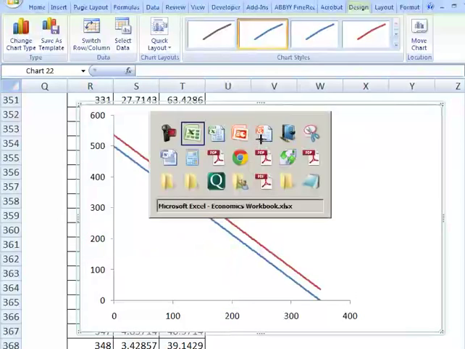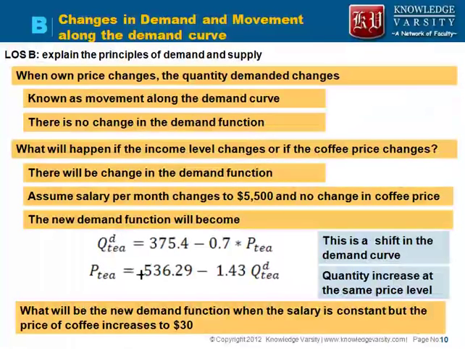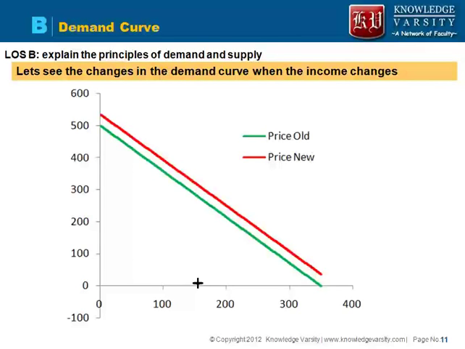Let us see our presentation. This is one of your assignments. You have to see what the new demand curve will be when salary is constant, but we are now changing the coffee price. The coffee price becomes 30. Whenever the price of coffee, which is a substitute, increases, people will demand more tea, right? So again there will be an increase in demand. This is the change in the demand. The price new is the red one, and there's also a shift in the demand curve.